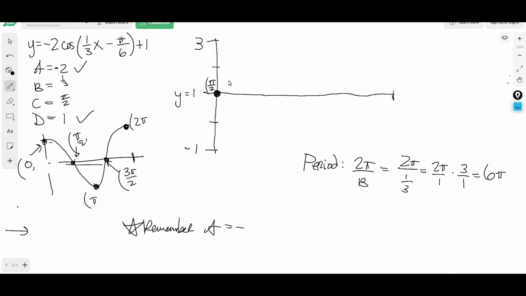Well, it's a distance, a period of 6 pi, but it already started off at pi over 2. So let's think about that. Let me erase some things. No, you know what? Yeah, it should be fine.